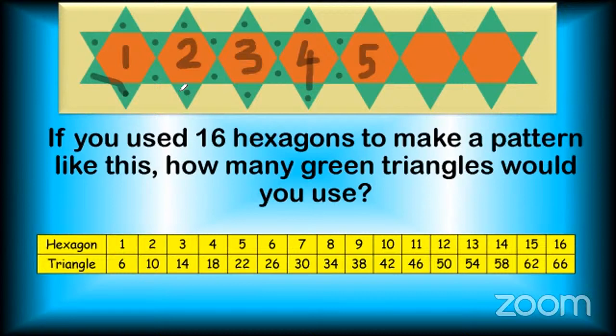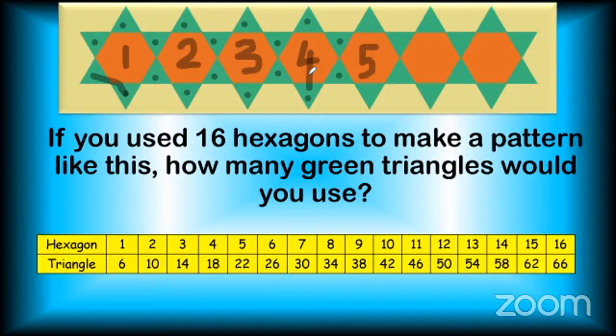Of course, the first one had 6, but when we went to the second one, the second hexagon had 4, plus they were sharing 2 from the first one. Same as when we went to the third hexagon, it had 4 triangles in and then it was sharing 2 from the previous one. When we went to the fourth, it was doing the same thing.